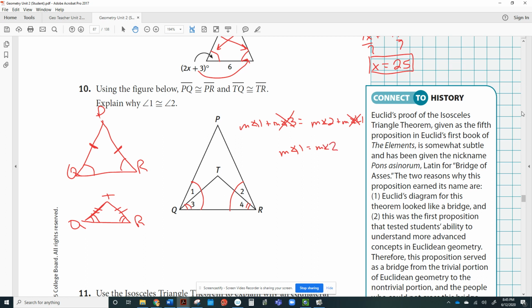Is it a proof? No. Kind of. I verbally gave you my explanation for both sides. I just didn't write it down. So the only thing I would say right here is that because 3 is equal to 4, the measure of angle 3 is equal to the measure of angle 4. I can take 3 and 4 away from both sides, and the measure of angle 1 is equal to the measure of angle 2.